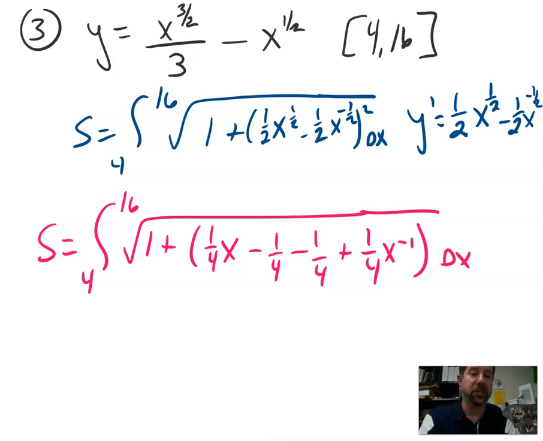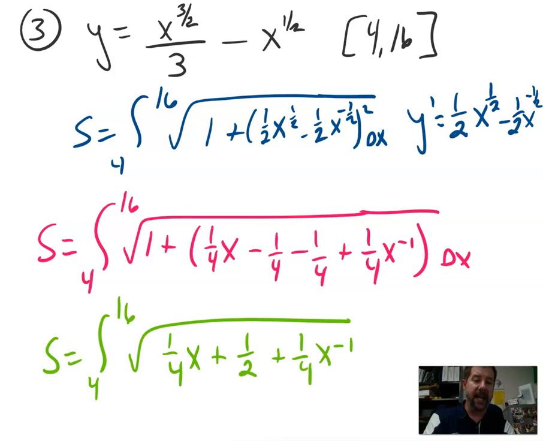When I double distribute 1/2 x to the 1/2 minus 1/2 x to the -1/2 and square that, I'm going to get 1/4 x minus 1/4 minus 1/4 plus 1/4 x to the -1st. When I simplify this, I'm going to get 1/4 x plus 1/2 plus 1/4 x to the -1st. -1/4 minus 1/4 is -1/2, plus 1, and 1 minus 1/2 gives me that positive 1/2 right there.